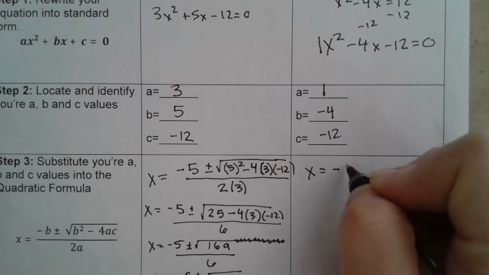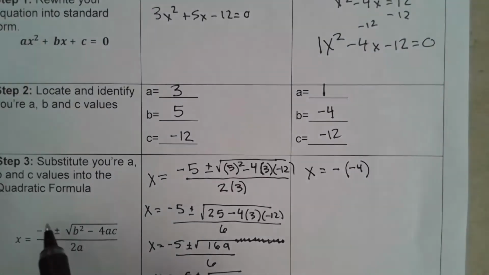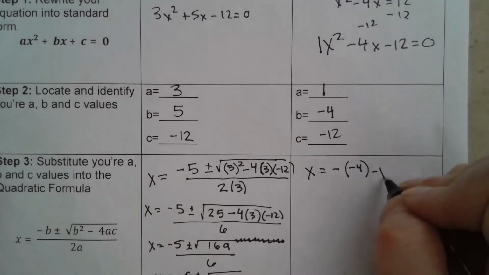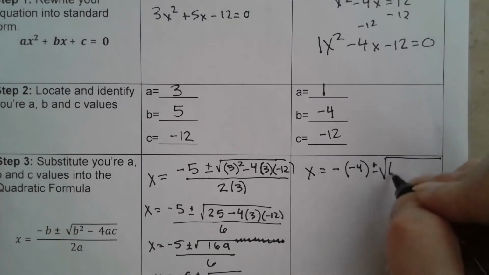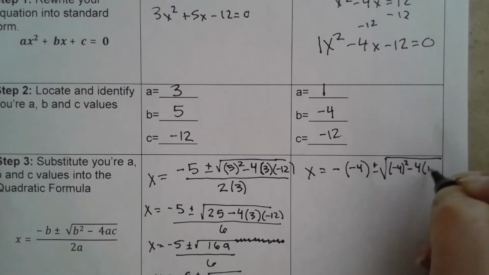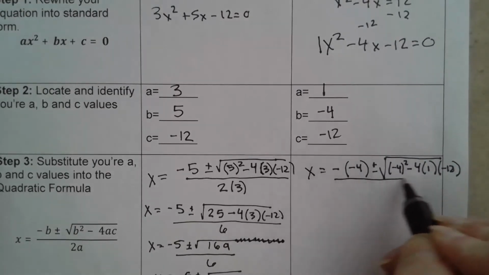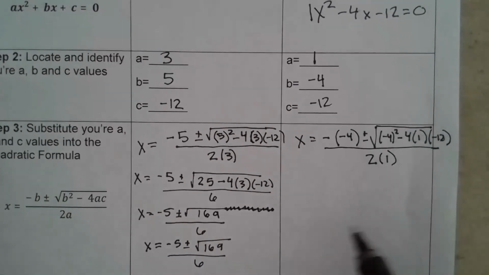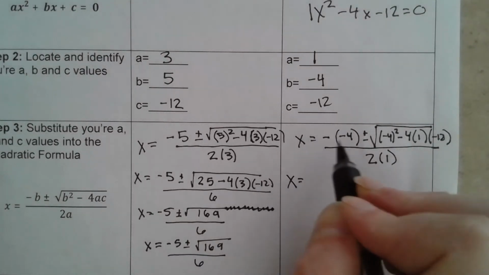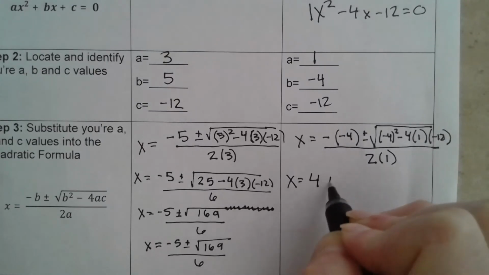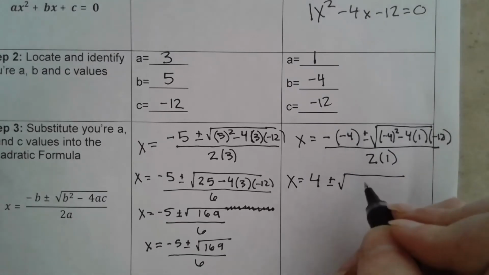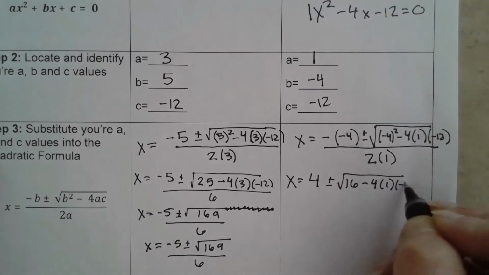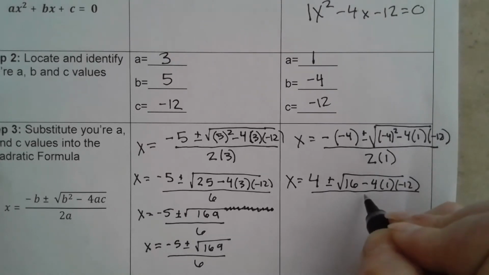x equals negative, and then negative 4. So this negative right here is always there. We just always write it down and then plug in b, plus or minus the square root of negative 4 squared minus 4 times a times c all over 2 times a. And we're just plugging in a, b, and c into our equation. So x equals, I have a double negative. Negative negative 4 is positive 4 plus or minus. Negative 4 squared is negative 4 times negative 4 is positive 16. And then minus 4 times 1 times negative 12 all over 2 times 1 is 2.